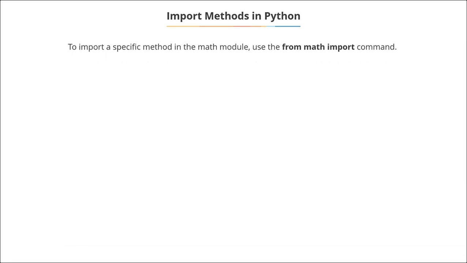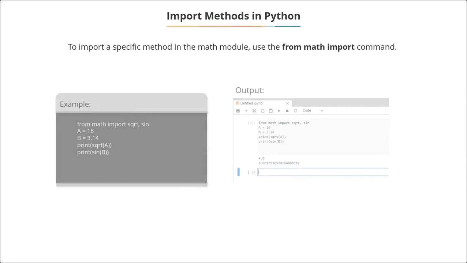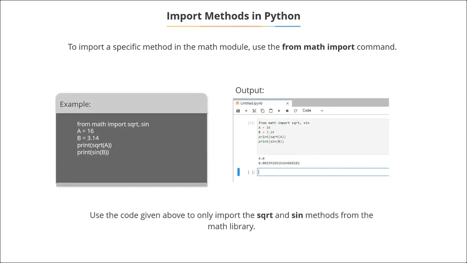Let us now look at how to import a specific method from a module. Previously we had imported the entire module. However, to import only a specific method from the math module, you can use the code from math import. For example, you can use the code given on screen to only import sqrt and sign methods from the math library to calculate the square root and sign of a number.